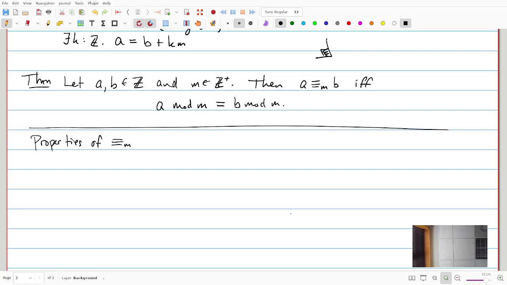Like, for example, one of the properties is that equality is reflexive. Like A equals A. For any A, you always have something that's equal to itself. Right? Does anyone know any other properties that equality has?